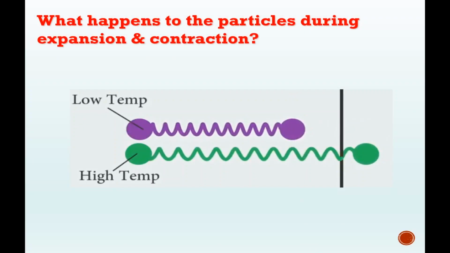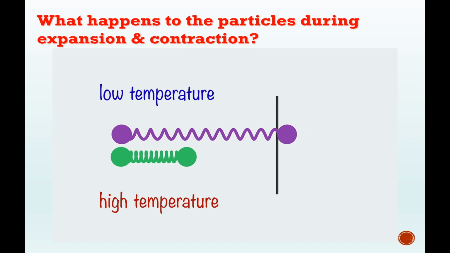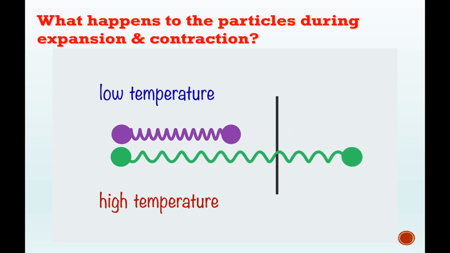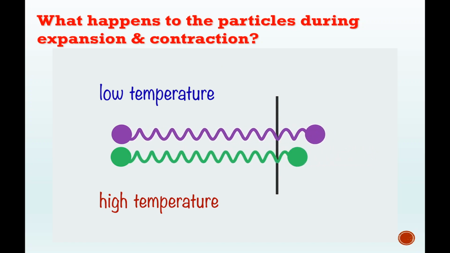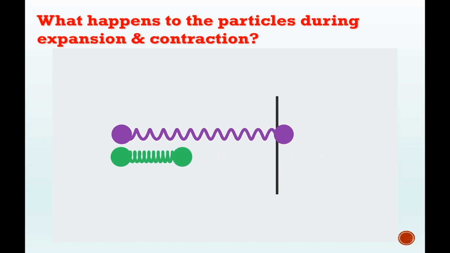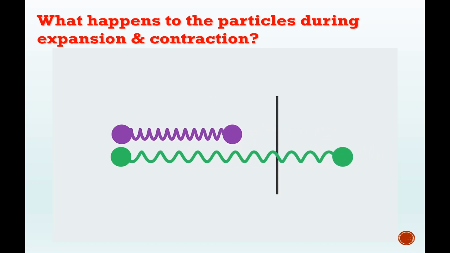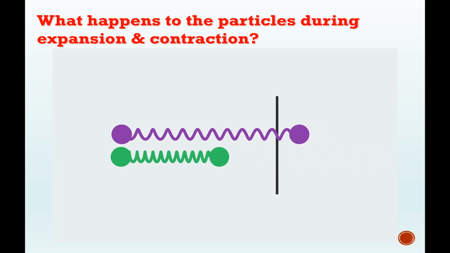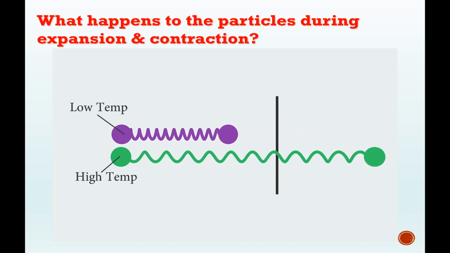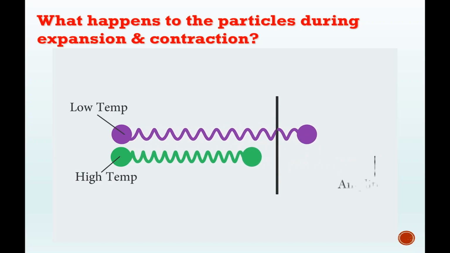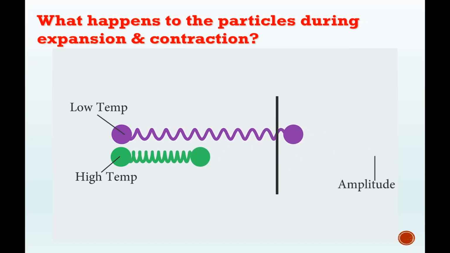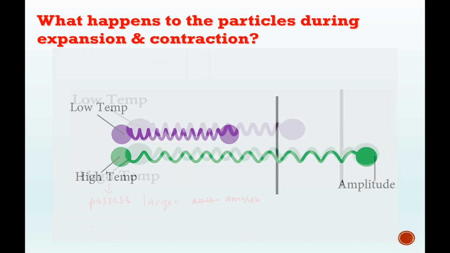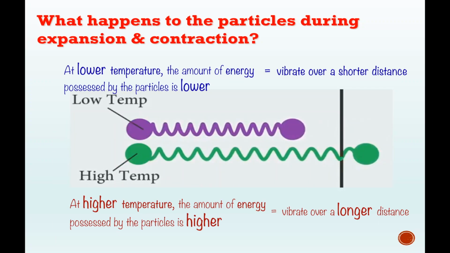At higher temperature, the amount of energy possessed by the particles is higher than at lower temperature. So at higher temperature, it possesses a larger amount of energy. As a result, the particles at a higher temperature vibrate with more energy and over a larger distance. So you can see that it covers more distance than if it's at lower temperature, because at lower temperature, it possesses a smaller amount of energy.